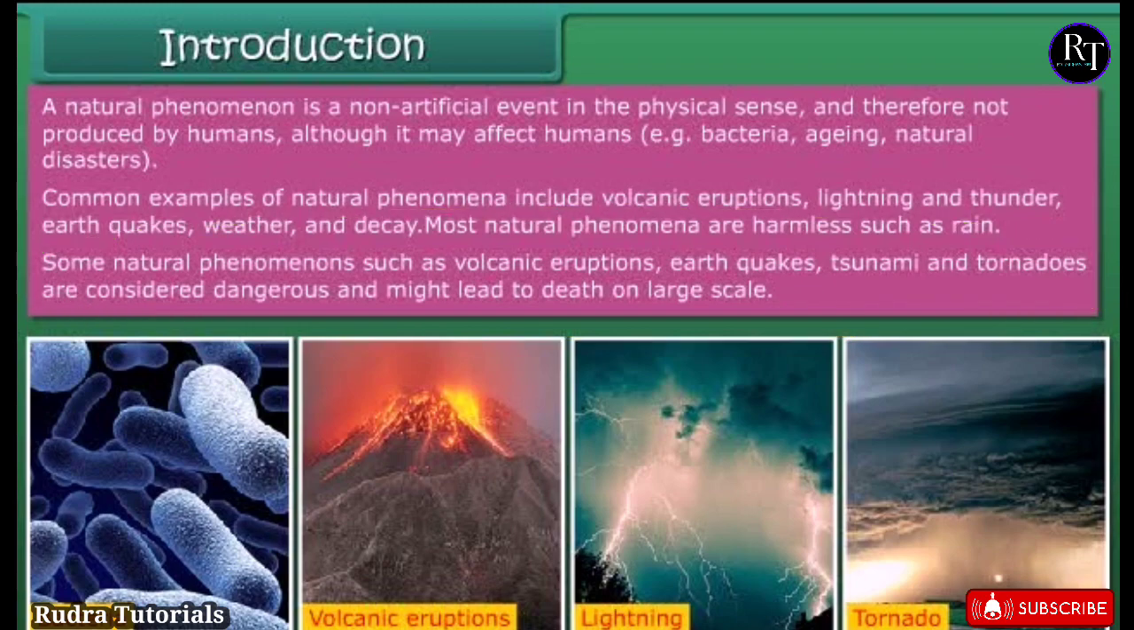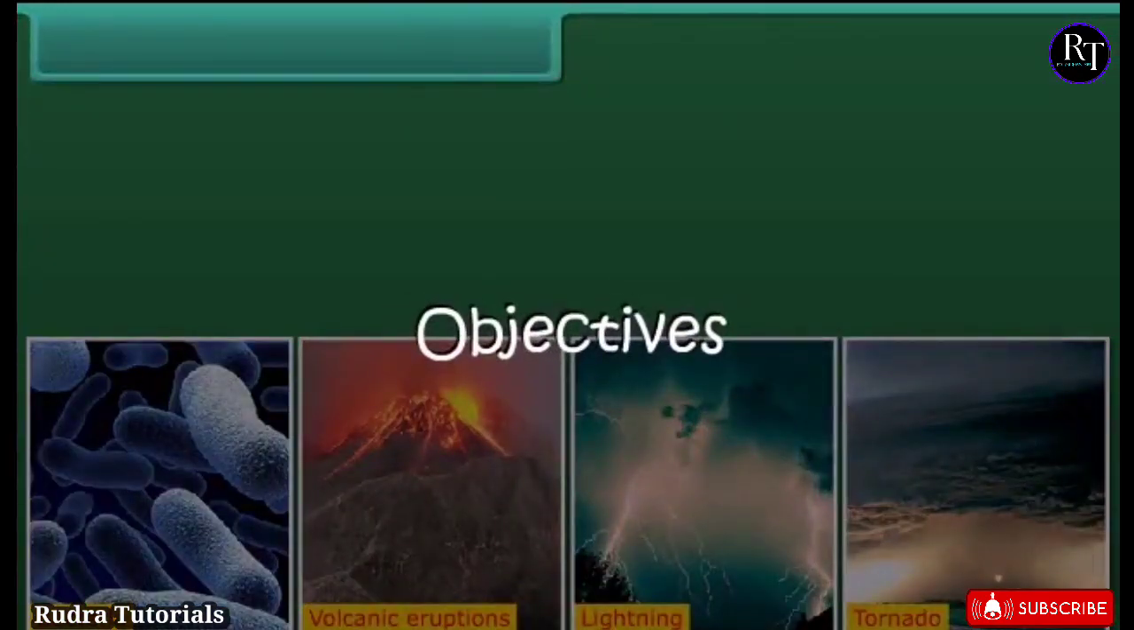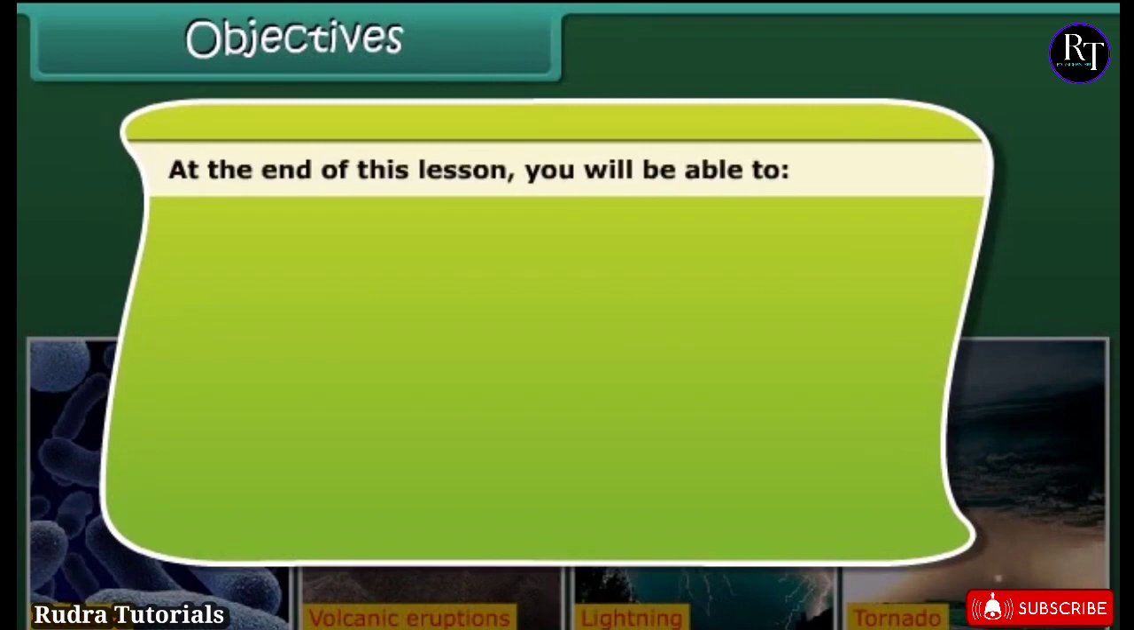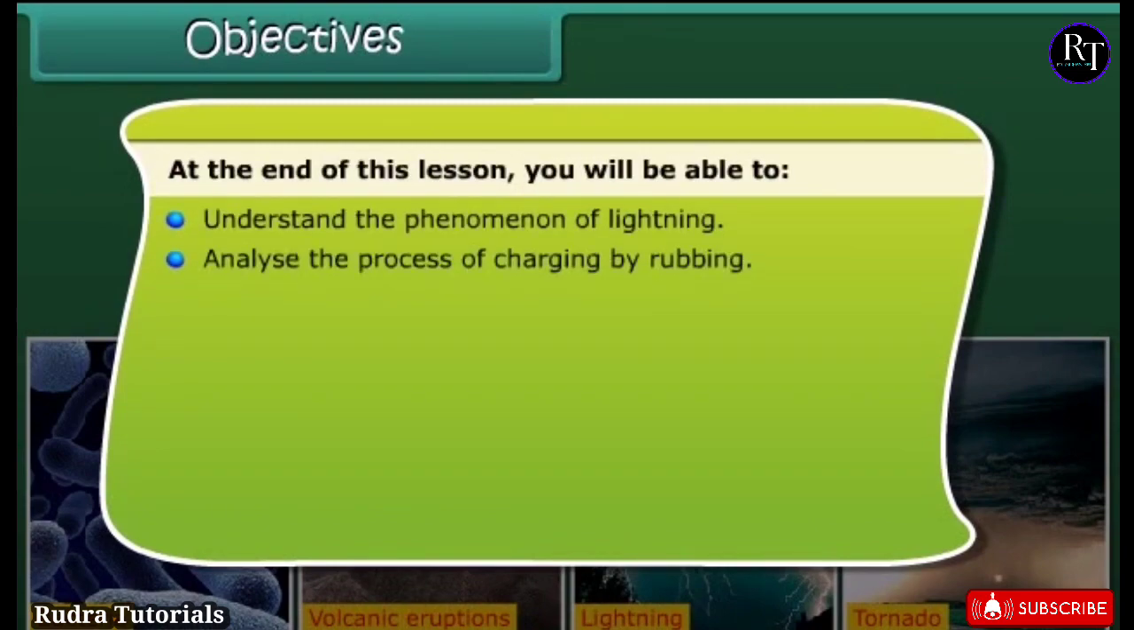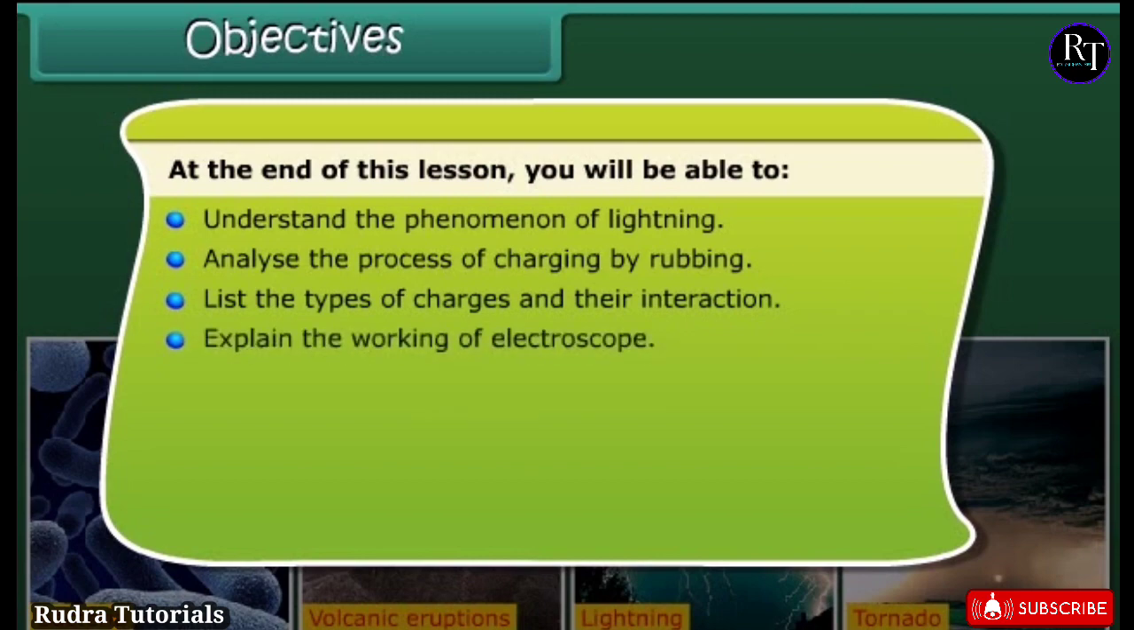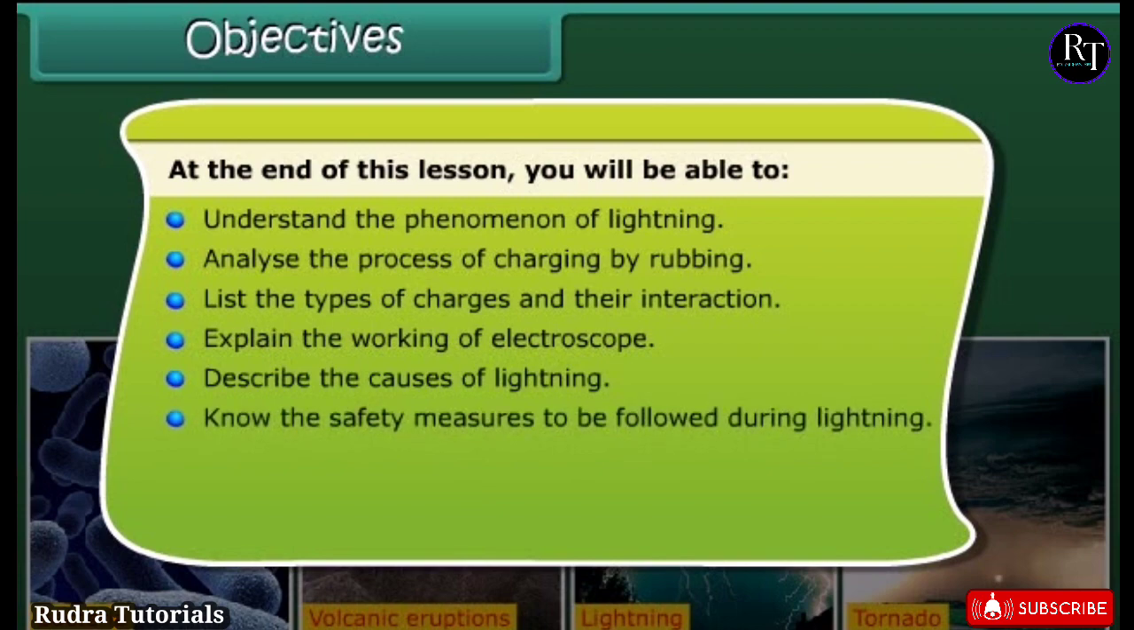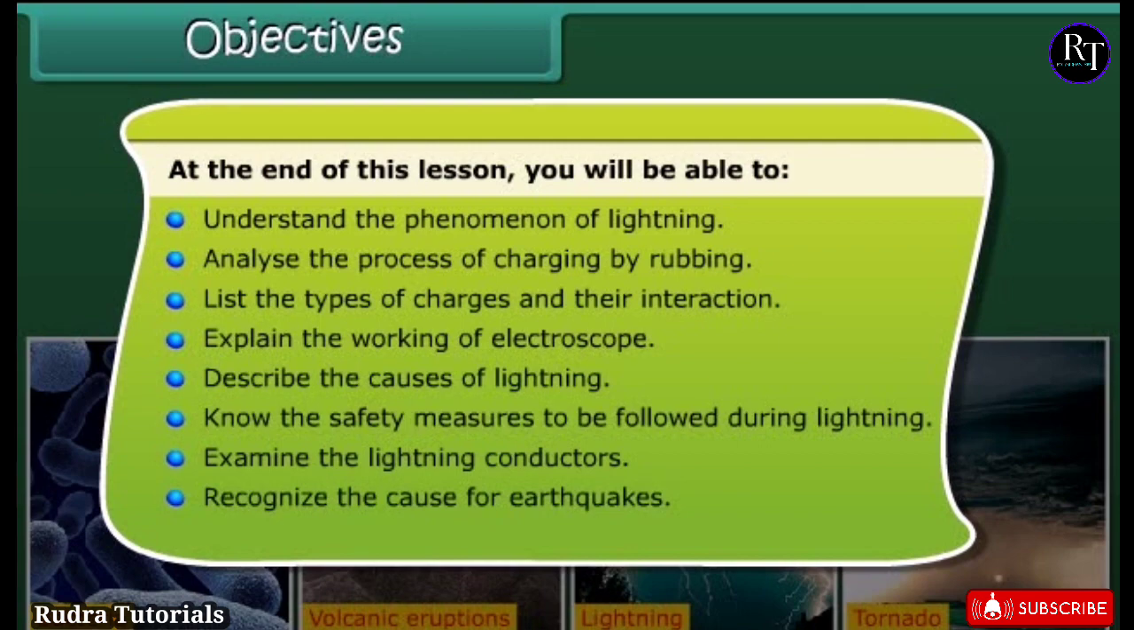large scale. Objectives. At the end of this lesson, you'll be able to understand the phenomenon of lightning, analyze the process of charging by rubbing, list the types of charges and their interaction, explain the working of electroscope, describe the causes of lightning, know the safety measures to be followed during lightning, examine the lightning conductors, recognize the cause for earthquakes, identify the precautions to be taken during earthquakes.